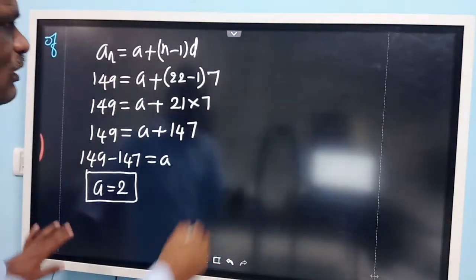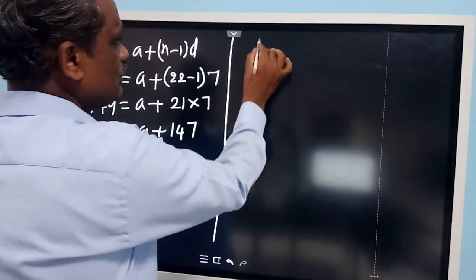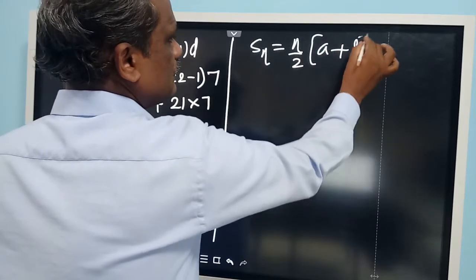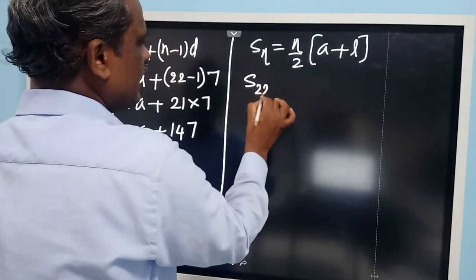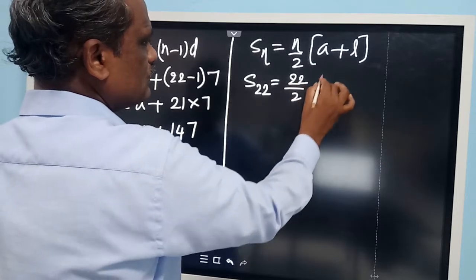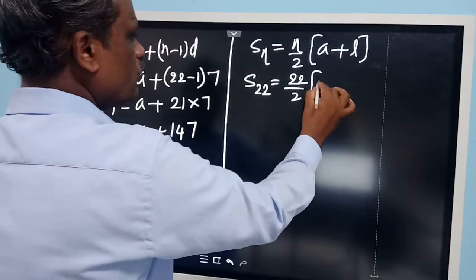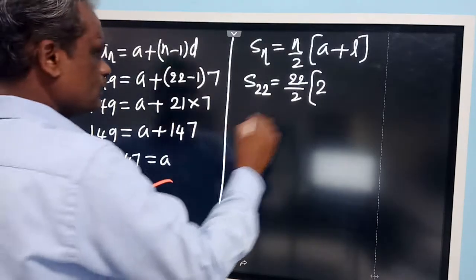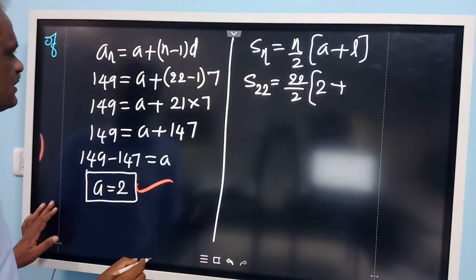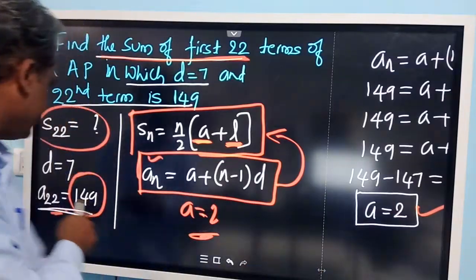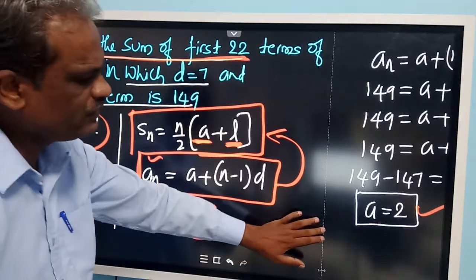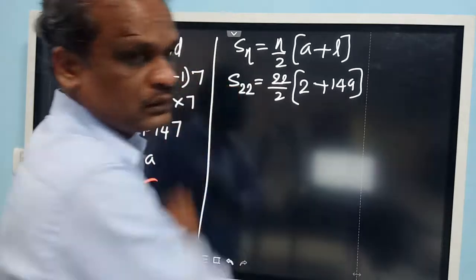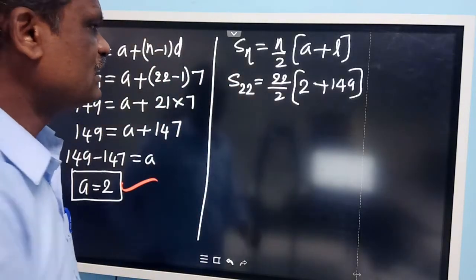So let us write the Sn formula. Sn is equal to n by 2 into (a plus l). Sum of 22 terms they asked. Therefore 22 by 2. First term here is 2, we calculated that one. Use a as 2. Then the last term, the nth term, is known, that is 149. The 22nd term is 149. So now, after substitution, simplify this one.